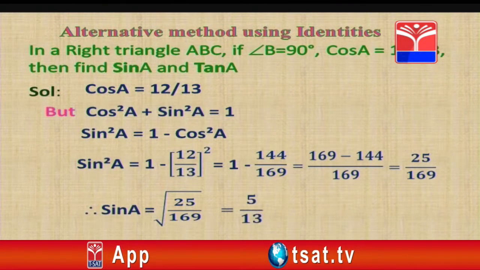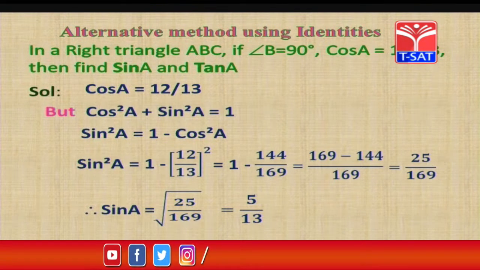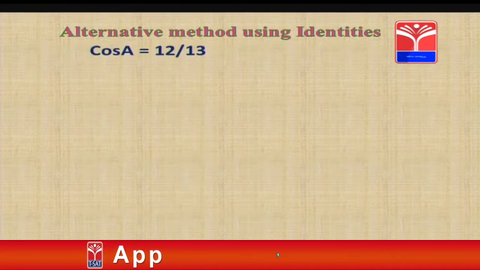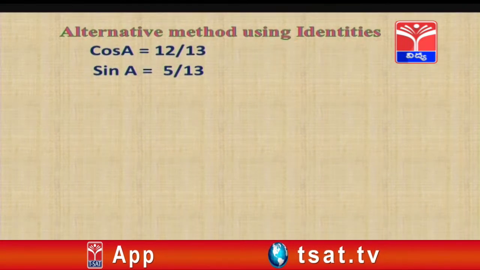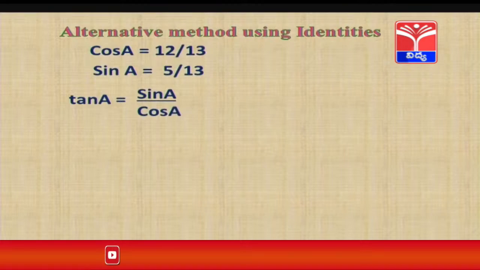So, by this we are able to identify that by using the identities we have found the other ratios also. Please see. Now, with this how to find out the tan condition? We know cos A is equal to 12 by 13, sin A is equal to 5 by 13. Now, we have tan A equals sin A by cos A, that is equal to how much here?